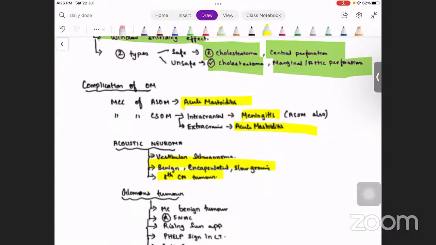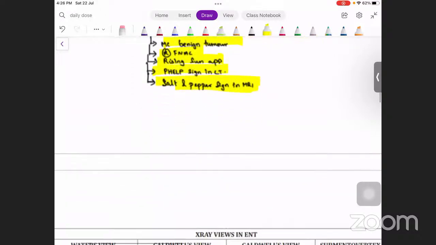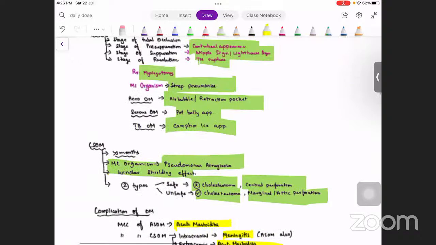Apart from that, you have a glomus tumor, most common benign tumor. No FNAC, rising sun appearance, and a Phelps sign in CT, and you may see the salt and pepper sign in MRI in terms of your glomus tumor. And vestibular schwannoma is associated with the acoustic neuroma.